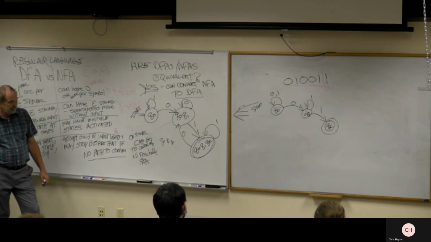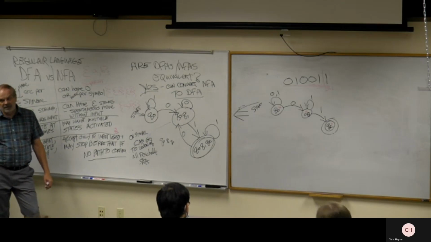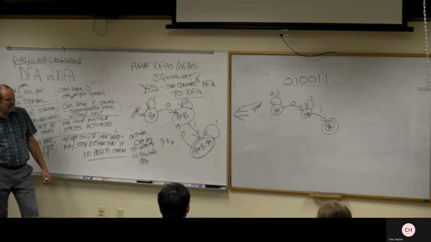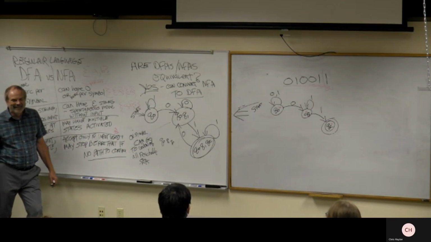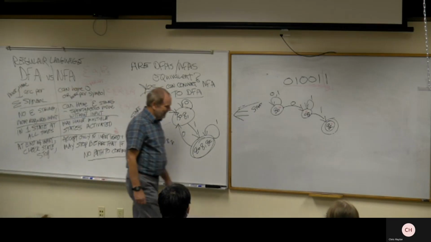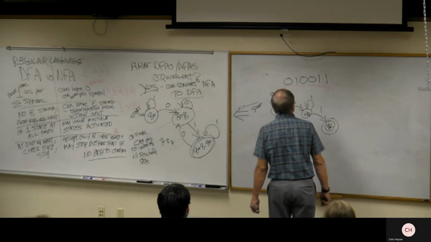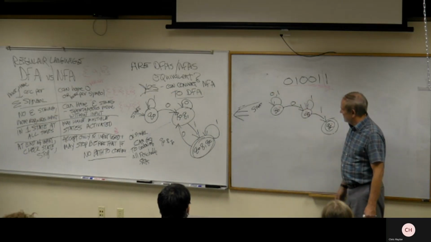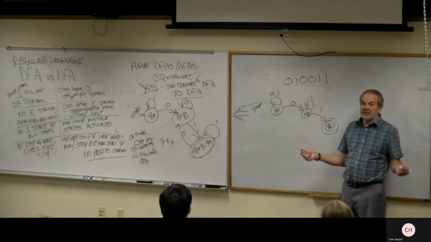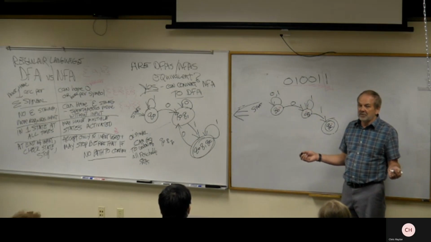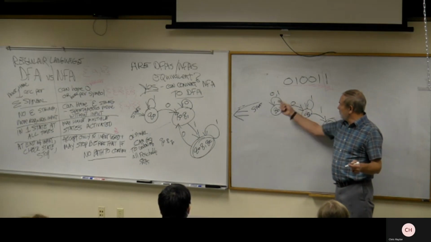Does it accept this? Now we know exactly where to go, right? There's no picking whether to go. Where do we go on a 0? We start here. We go 0, 1. That looks like it would accept, right? That looks like the original. Followed by a 0. Okay, that'll take us here.